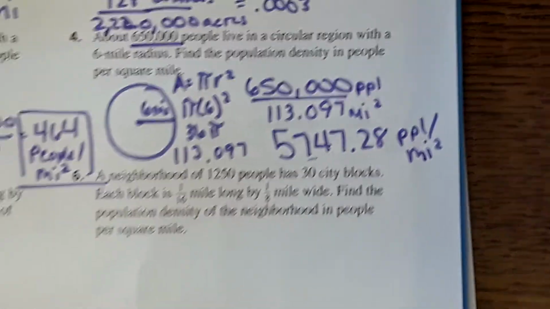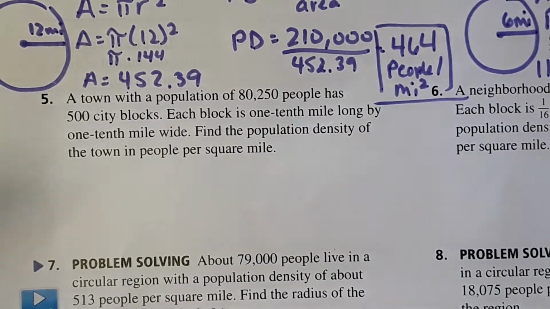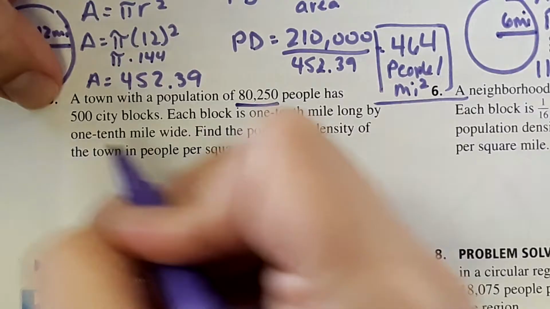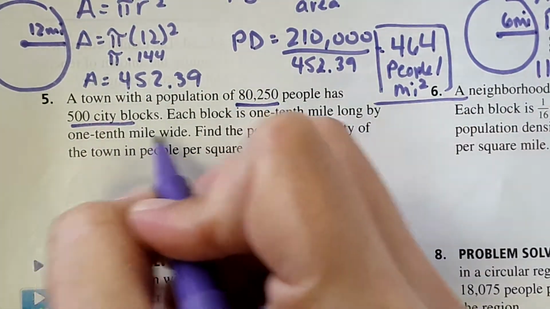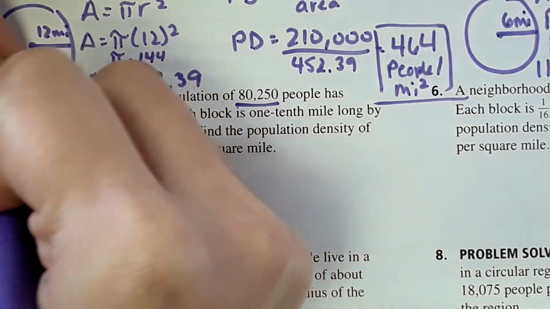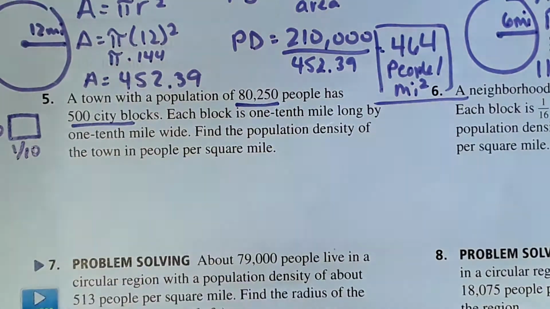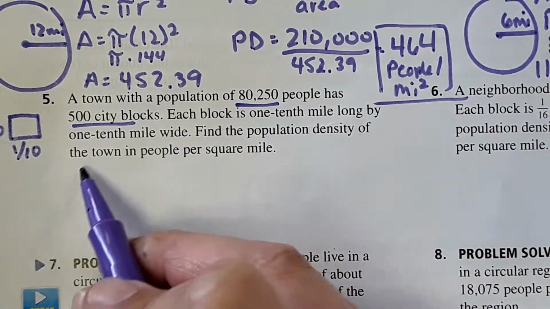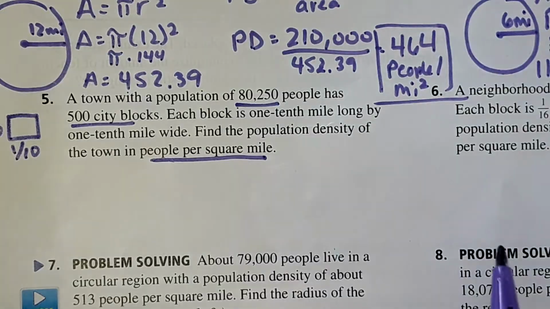Okay, next problem, number 5. A town with a population of 80,250 people has 500 city blocks. Each block is 1/10 a mile long and 1/10 a mile wide. Find the population density of the town in people per square mile. So they don't want per block, they want it per square mile.